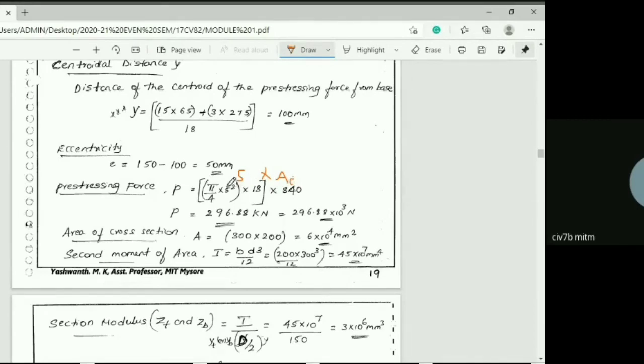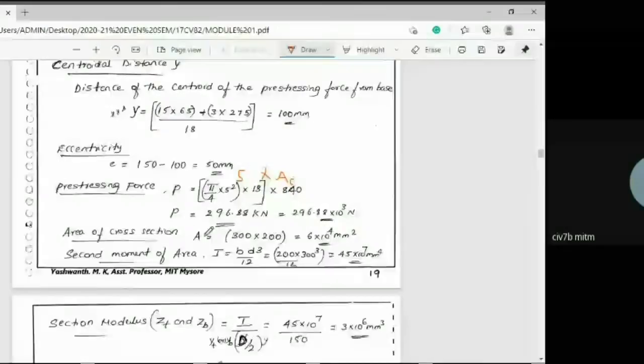How to calculate the area of the cable? That is pi by 4 into d square, because the diameter is given, multiplied by the total number of wires, which is 18. So this will be your area of cable, into 840. Please note Newton per millimeter square will be the unit, and here also it is millimeter square. All these things are very, very important. Once you substitute in the calculator, you are going to get the answer in Newton, that is 2968800 something Newton. Convert that into kilonewton. Hence 296.88 kilonewton. I hope you got the answer.